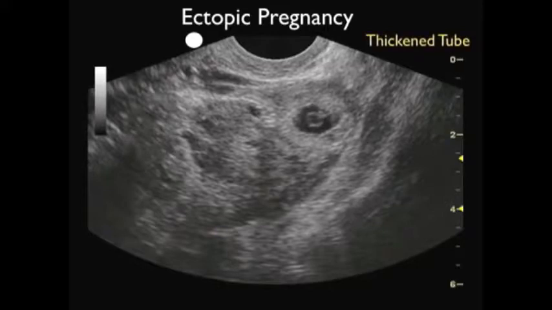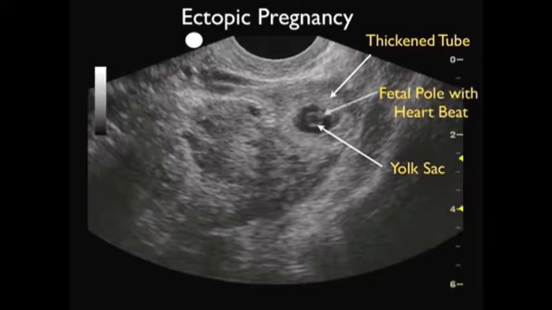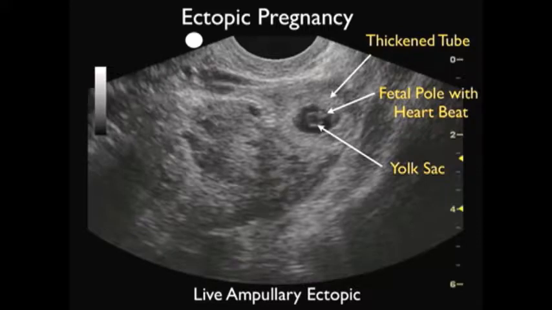And what we see here is a thickened fallopian tube, and inside it we can make out the Cheerio, or the yolk sac, and we can actually see the fetal pole. Now as I scan through that area with video, we could see the flicker of a heartbeat indicating a live ampullary ectopic pregnancy. So, another flavor of ectopic pregnancy where we can make the diagnosis by visualizing the ectopic pregnancy directly within the fallopian tube.